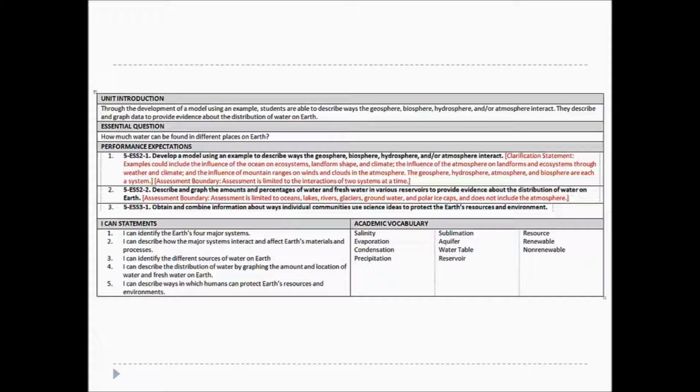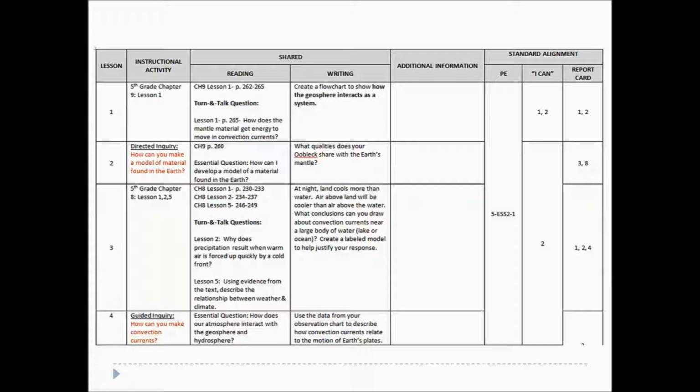In this unit, students are investigating how and why the Earth is constantly changing, and will describe, through the development of a model, ways the geosphere, biosphere, hydrosphere, and atmosphere interact together. The first performance expectation has students developing a model to explain the interaction between Earth's systems. A system is a group of related parts that make up a whole and can carry out functions its individual parts cannot. Student models should describe a system in terms of its components and their interactions.